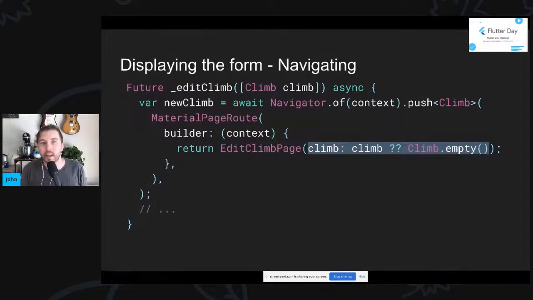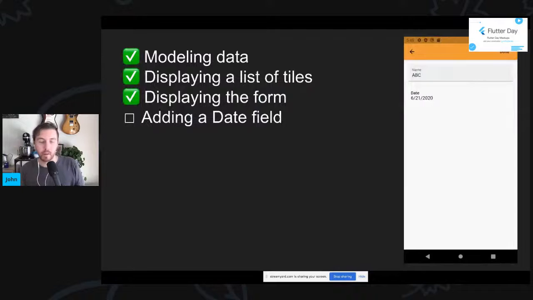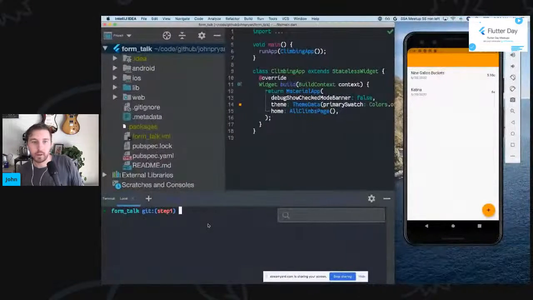And that looks something like this. So if no climb was provided, we'll just give them an empty one. If it was provided, we'll pass that, and we're using a material page route to show this form. All right, so let's go there.